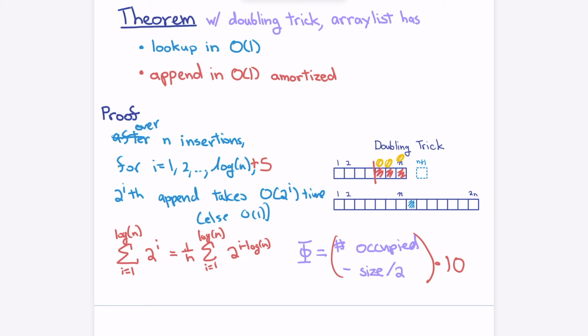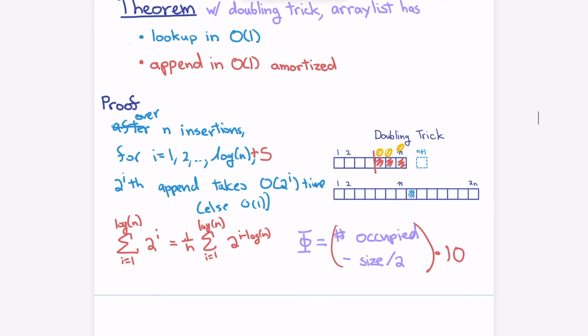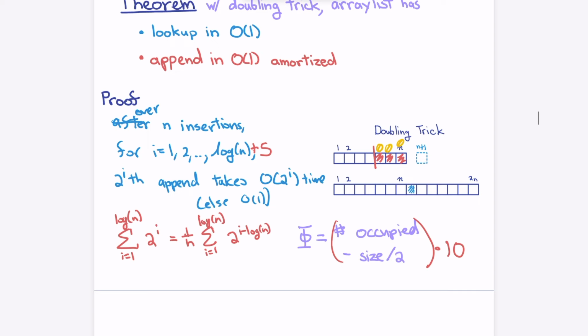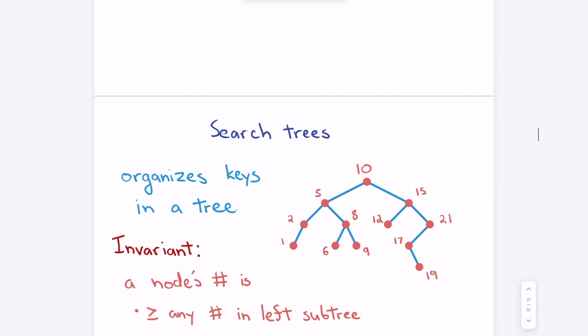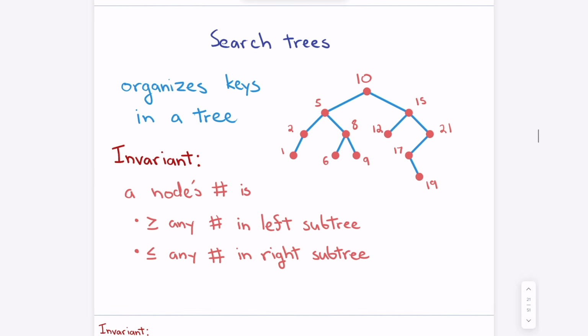Okay, good. So I think this works. Number of occupied minus size divided by 4, something like this. Size divided by 2. Maybe size over 4 still works actually. But anyway, it doesn't matter. Okay, good. So I think this one, not a great case for a potential function. Okay, good, good. All right, here's a fun one that you've all seen before.